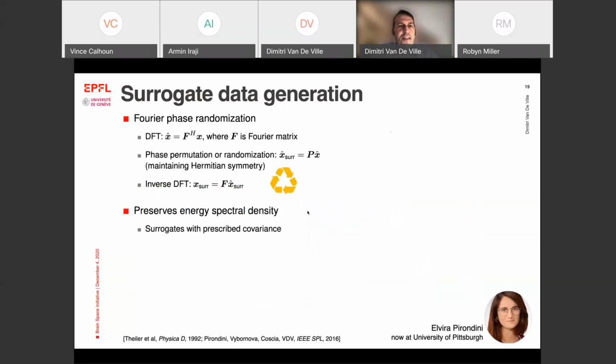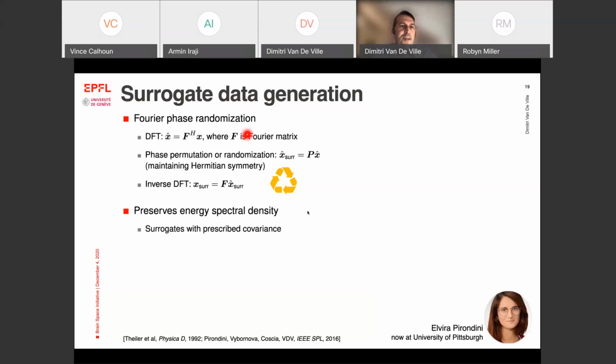The next operation that I will now introduce, which has been developed by Elvira Pirondini, who was also a postdoc in the lab and just recently started a faculty position at the University of Pittsburgh, is to use our graph signal processing machinery to generate surrogate data. That's of course very useful if you want to do statistical testing and see whether certain types of measures can be explained by null data or not.